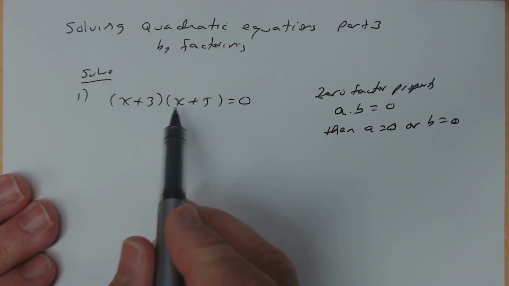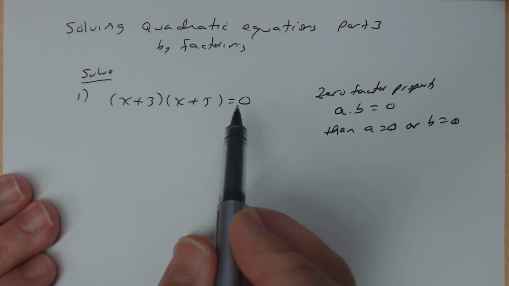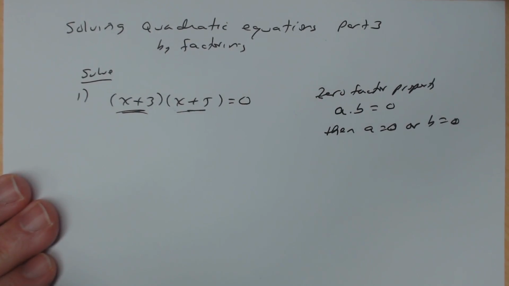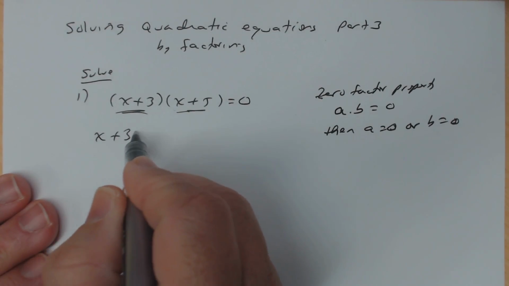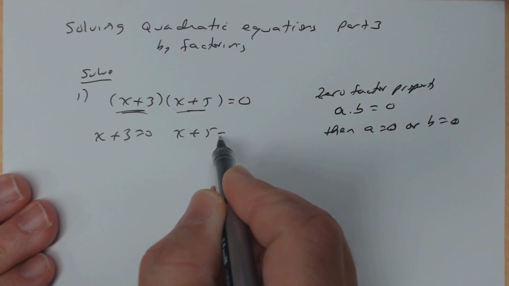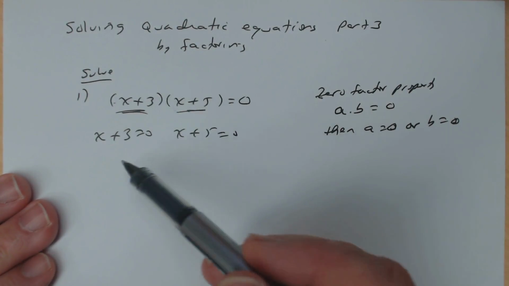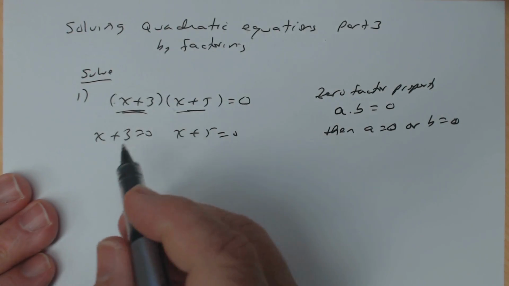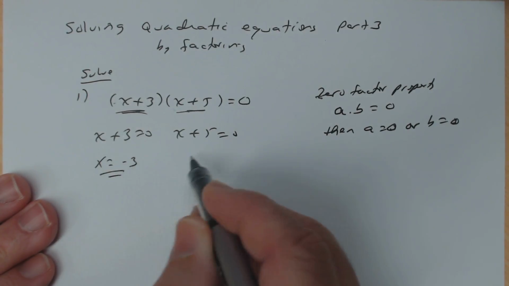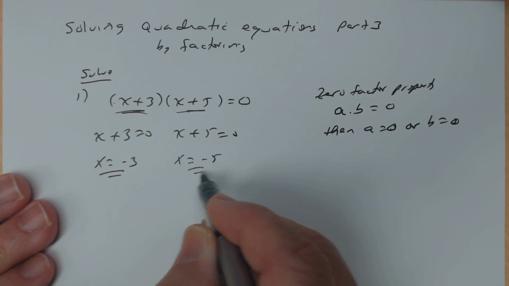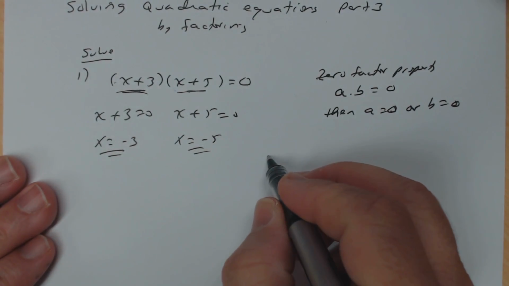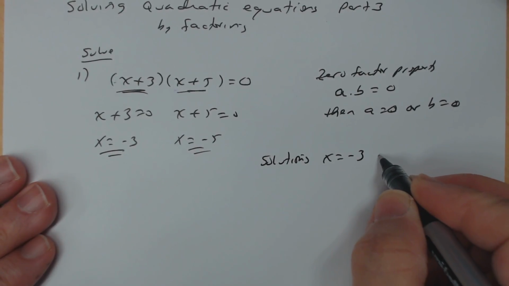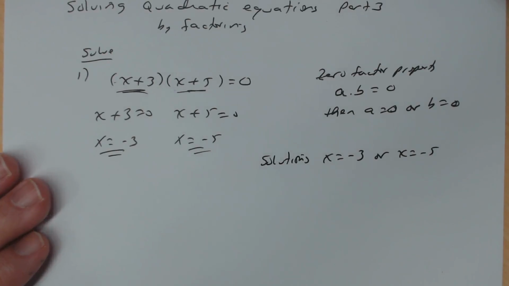And so since I have factors whose product is 0, then according to the zero factor property, either this one's 0 or this one's 0. So we set each one equal to 0, just like this. And notice I went from a quadratic to two linear equations. And from two semesters ago, you know that this solution is -3. And over here, that solution is -5. So you have two solutions. So your solutions are x equals -3 or x equals -5.